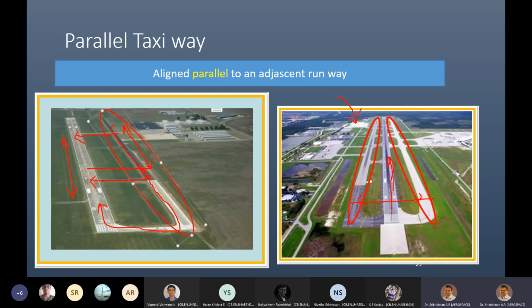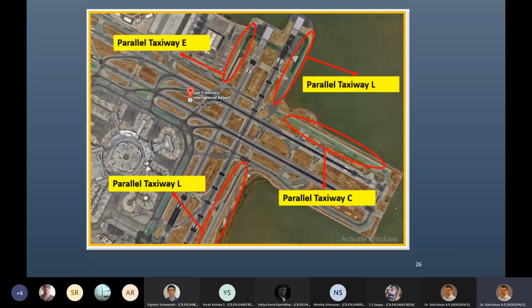Okay, so the parallel taxiways lead to the main runway. That's the configuration of parallel taxiways as opposed to the entrance ones. In this picture you can see several parallelly oriented taxiways. For example, here you have the runway like this, and you have these two taxiways which are parallel to that.